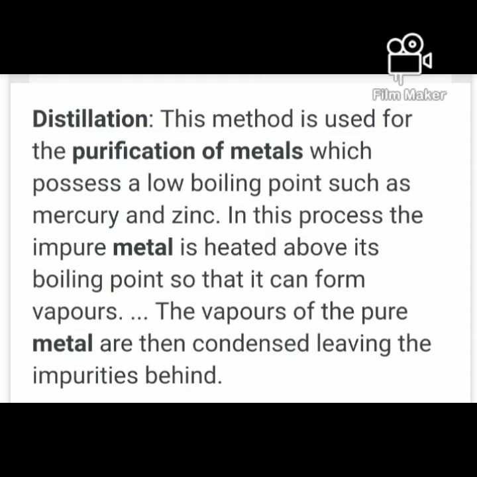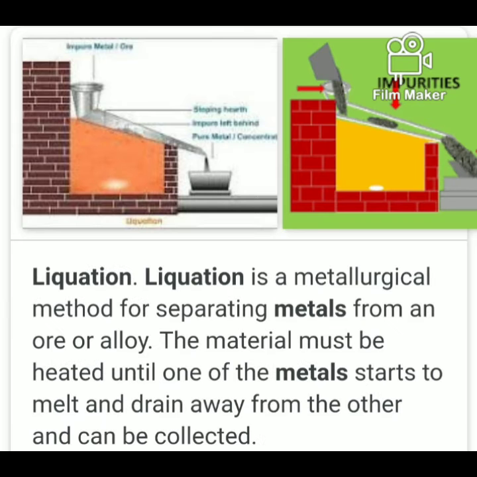This method is used for metals that have a low boiling point, like mercury and zinc. In this process, the impure metal is heated above its boiling point and changes into vapors. The vapors of the pure metal are then condensed and the impurities are left behind, because the impurities have a high boiling point and do not change into vapor form. Only the metal changes into vapor. After that, the next method is liquation.